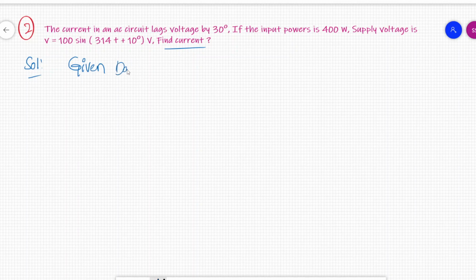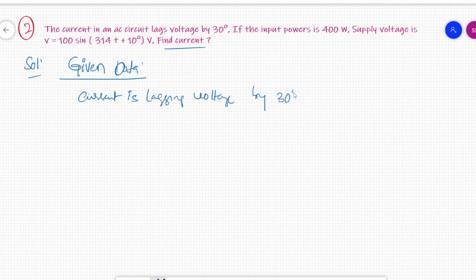He has mentioned that current is lagging voltage by 30 degrees. So this was one point. Now he has given the real power, 400. Based on the units, we can finalize the type of power. If it is watts, it is real power. If it is VAR, it is reactive power. If it is VA, that is apparent power.